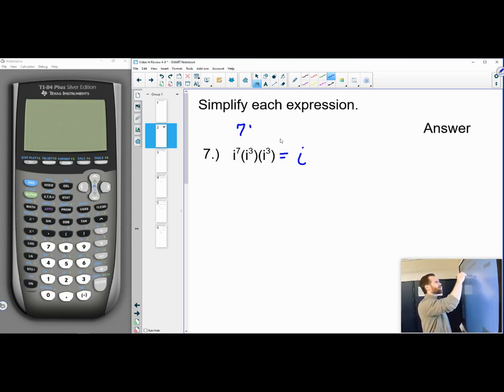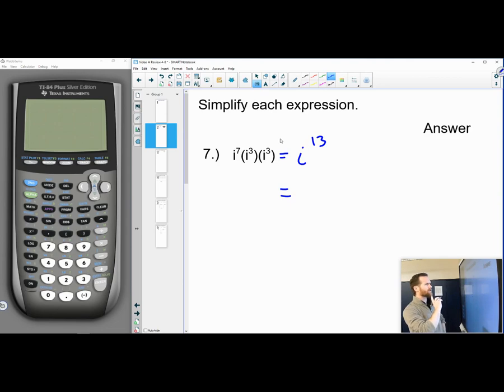Actually, let me just write that out. We do 7 plus 3, add the powers. 7 and 3 is 10, and 3 more is 13. So we get i to the 13th. But we cannot leave our answer like that. We never leave a power of i in our final answer. We have to simplify it.